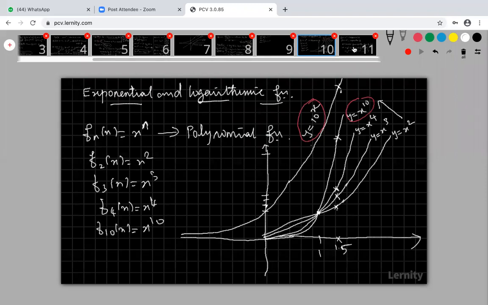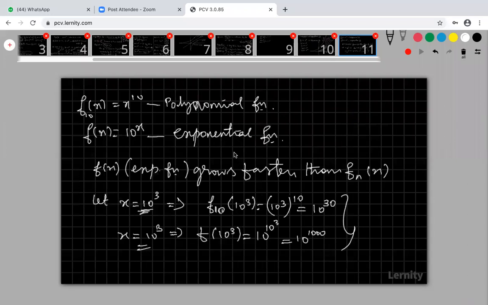So therefore this exponential function is a very interesting, tremendously increasing function. When you change the value of x by a small amount, the difference between the y values is also very big. So it is increasing faster and faster and faster. My f of x, the exponential function, is increasing faster and faster than the polynomial function. Is it okay?